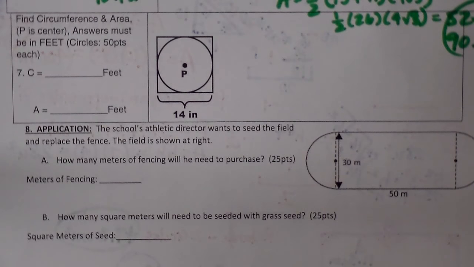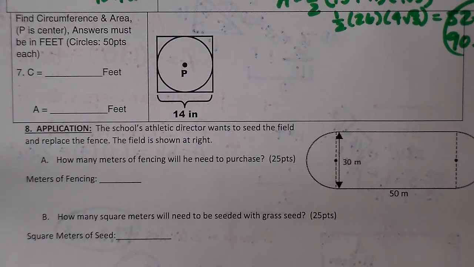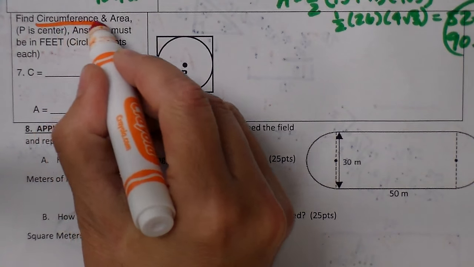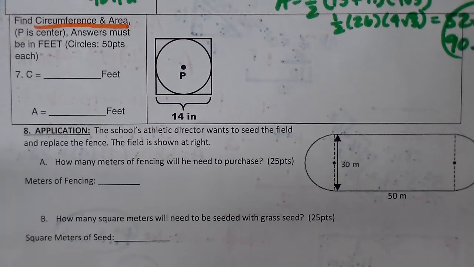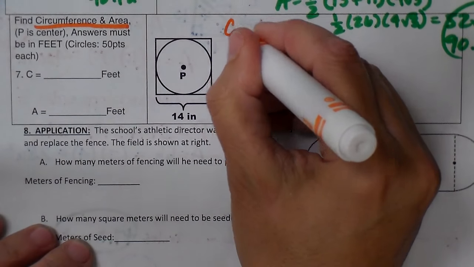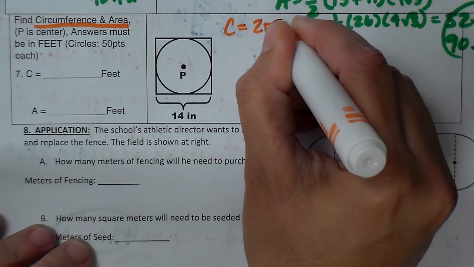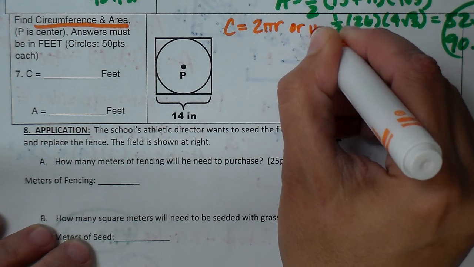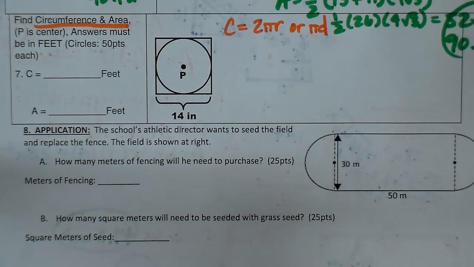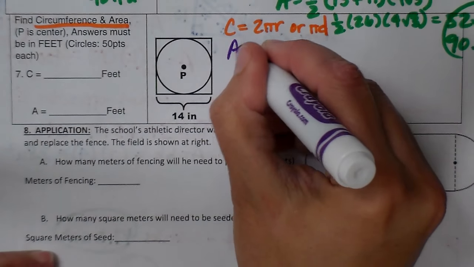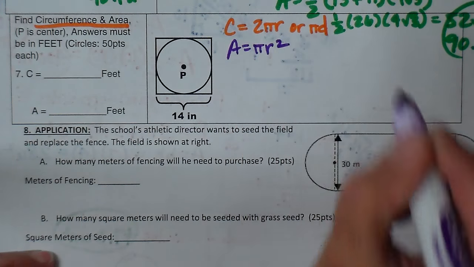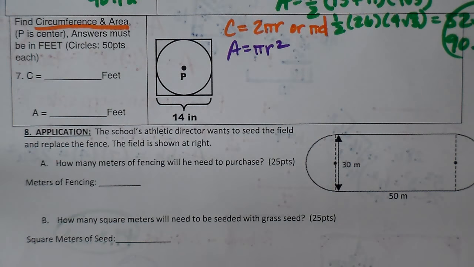For circles, I was a little surprised on number 7 that we had as much difficulty as we did. All you had to do was find the circumference and area of the circle. A lot of you had trouble with that. Circumference is 2 pi r, or pi times diameter, and area is pi r squared. So if I want to find circumference and area, I just got to plug into that and find the radius.